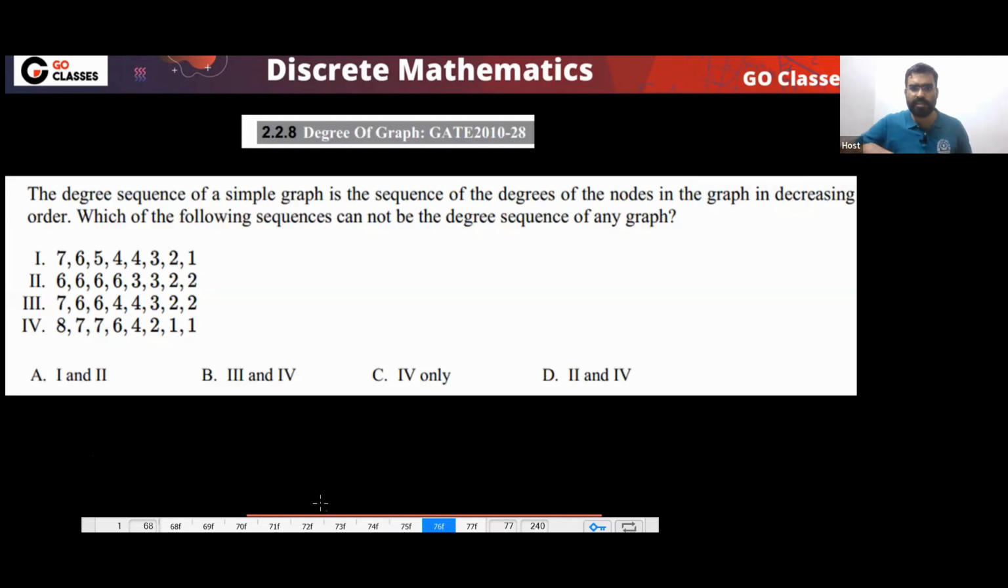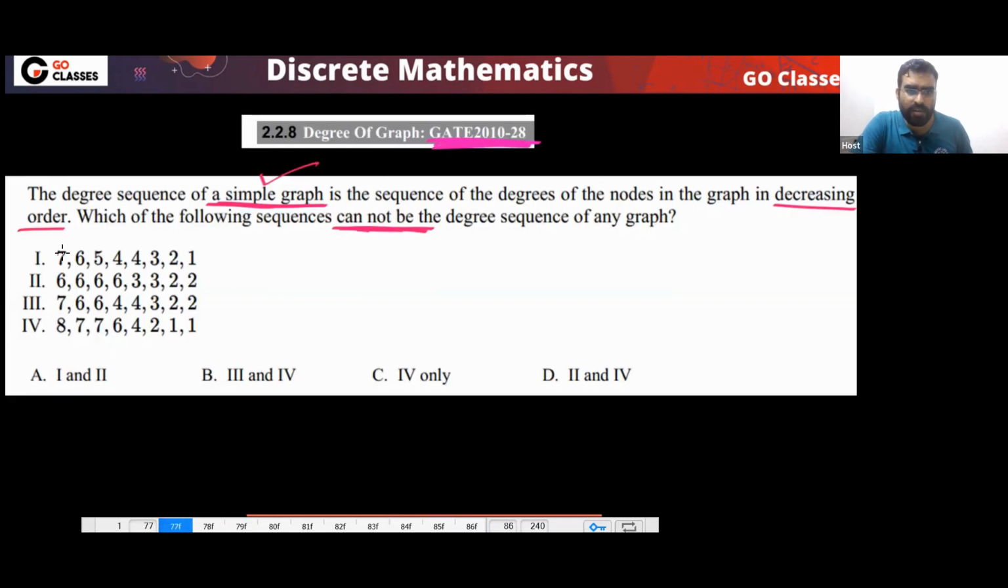Okay, let's see this GATE question. This is a GATE 2010 question. The question is talking about the degree sequence of a simple graph, which is the sequence of degrees of nodes in decreasing order. Which of the following sequences cannot be the degree sequence of any graph? Remember, this question is talking about a simple graph. For a simple graph, we have to apply the Havel-Hakimi theorem.